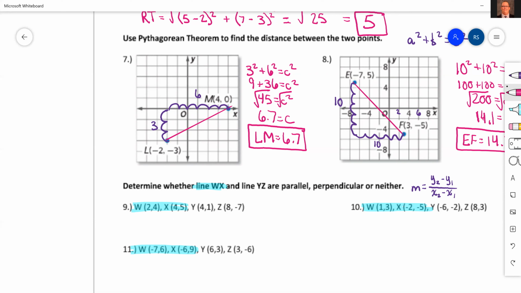Okay, label our points. x1, y1, x2, y2. And then if we do the slope of WX, we get 5 minus 4 over 4 minus 2, which is 1 over 2. Then we do the slope for YZ.